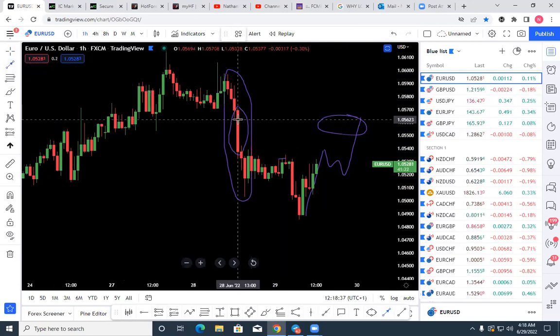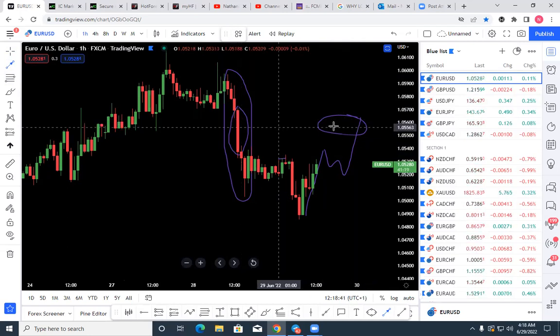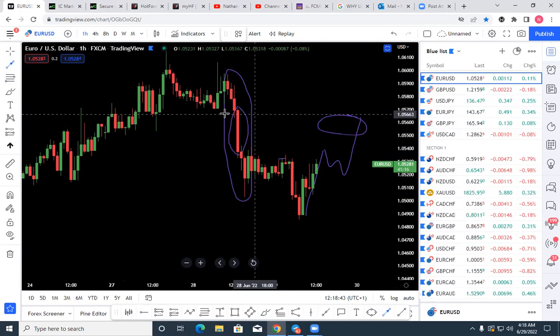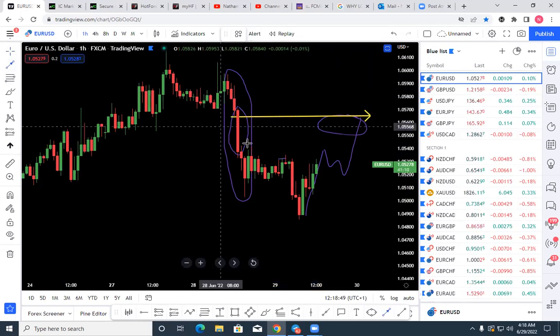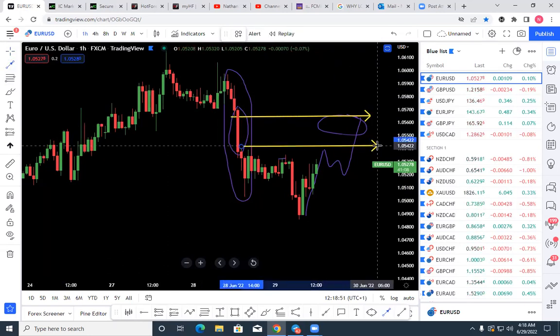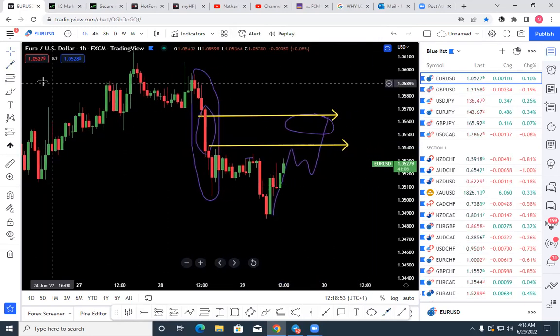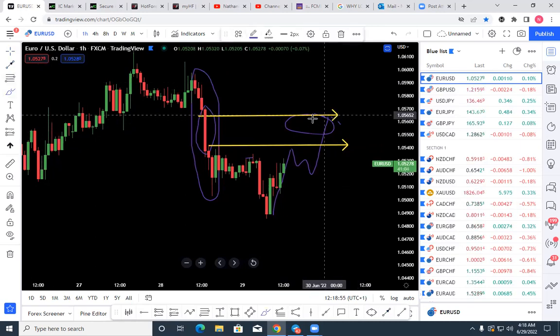Come to that big candle that is along the structural zone. Then look at the candle before it. Look at where it stopped here. Boom. Look at the candle after it. Look at where it stopped here. Boom. This is our supply zone.